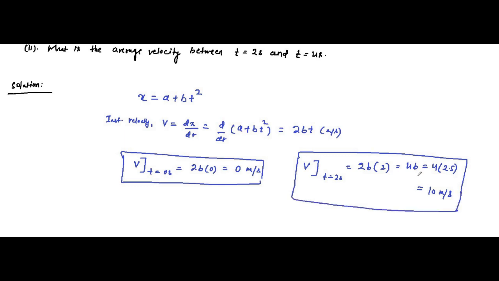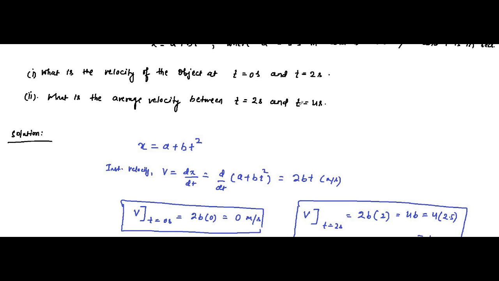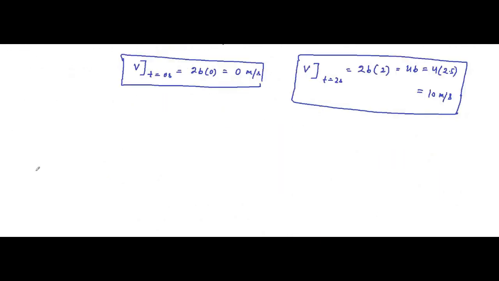Then it has been asked to find the average velocity between t equals 2 seconds and t equals 4 seconds. Now if you remember, average velocity is given by delta x by delta t, change in position by change in time of the time interval. So it will be final position minus initial position, divided by final time minus initial time.